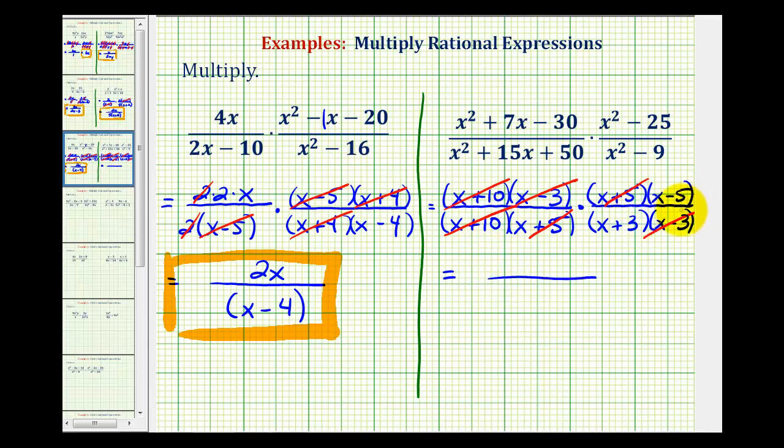Notice in the numerator we have a factor of x minus 5, and in the denominator we have x plus 3. Again, because we have one factor in the numerator and denominator, these parentheses are optional, but we could not simplify these x's here because we can't simplify across this addition or subtraction.